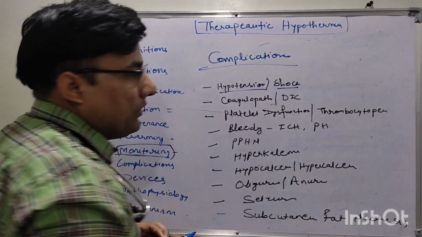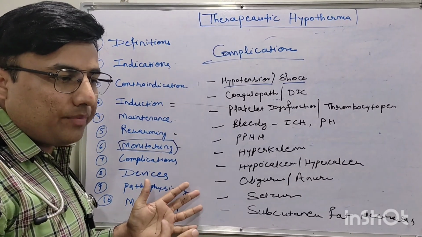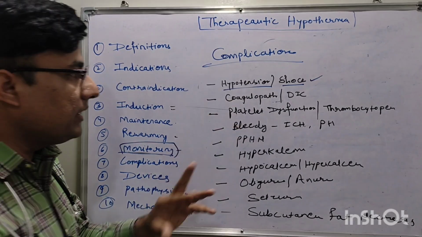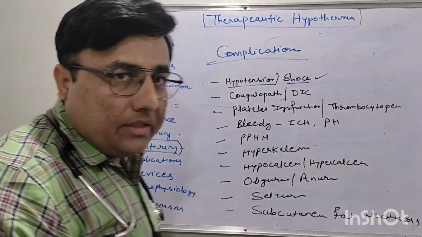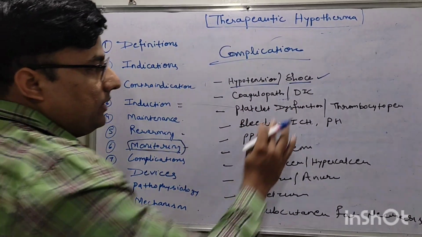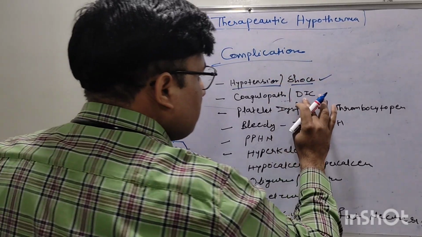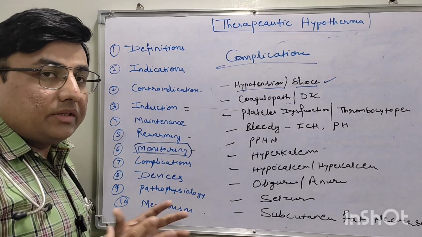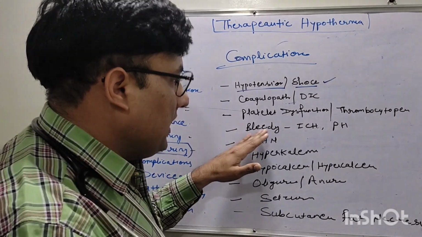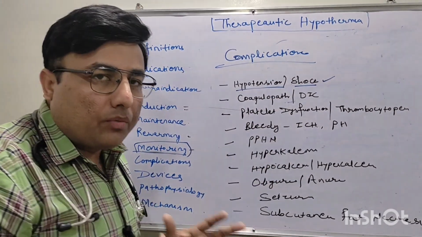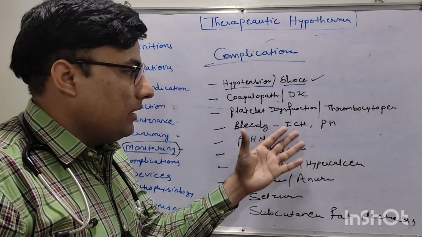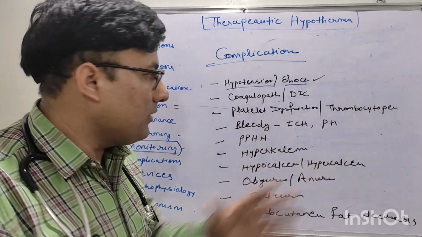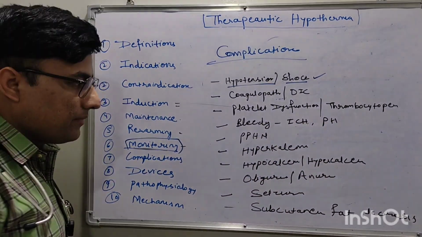Hypotension or shock can happen, because during rewarming vasodilation happens. That can cause hypotension and shock, so we have to do BP monitoring. Next is coagulopathy, deranged APTT and PT, or DIC. Platelet dysfunction or thrombocytopenia can happen during therapeutic hypothermia. Bleeding can happen because of coagulopathy and thrombocytopenia, so ICH, intracranial hemorrhage, or pulmonary hemorrhage can happen. So we have to do USG cranium also to rule out intracranial hemorrhage.